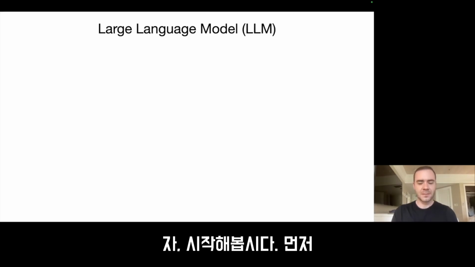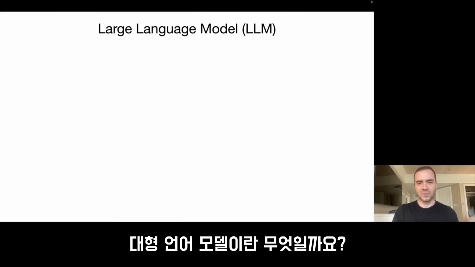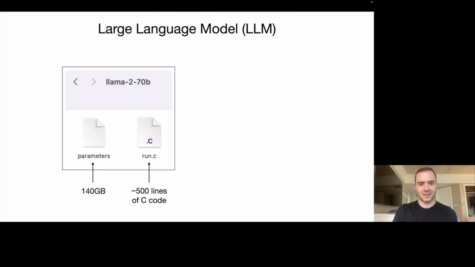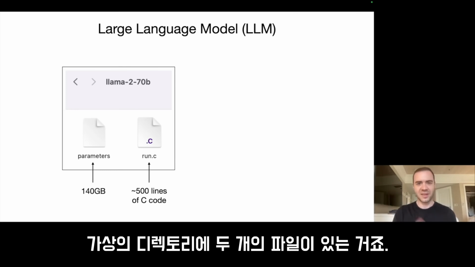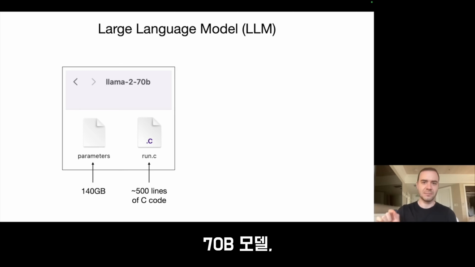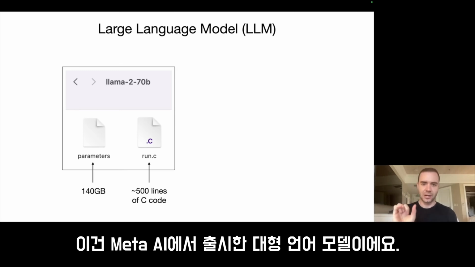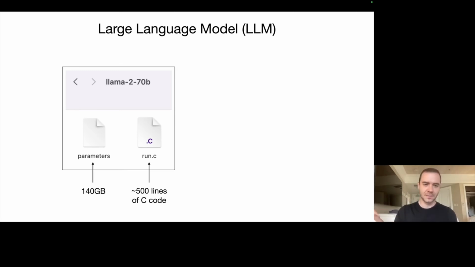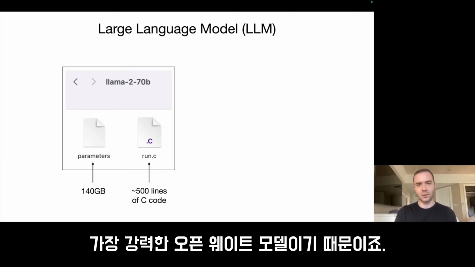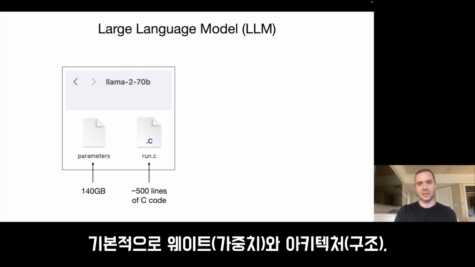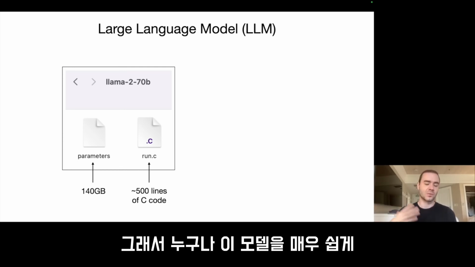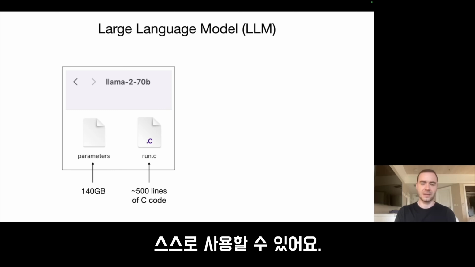Okay, so let's begin. First of all, what is a large language model really? Well, a large language model is just two files, right? There will be two files in this hypothetical directory. So for example, working with the specific example of the Llama 2 70B model, this is a large language model released by Meta AI. Many people like this model specifically because it is probably today the most powerful open weights model. So basically the weights and the architecture and a paper was all released by Meta. So anyone can work with this model very easily by themselves.